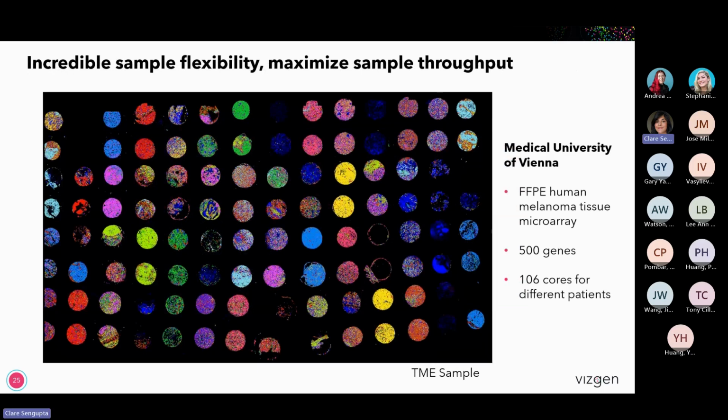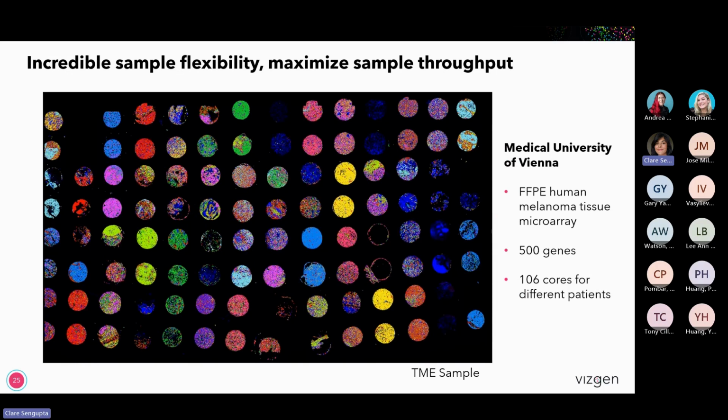And once more to show the utility of the flexibility of the machine and the large imaging area and the ability to do different tissue types and preparations, we have a microarray of FFPE human melanoma, 106 different cores over the imageable area of our slide using a 500 gene panel. And you can just extrapolate from there the different kinds of experimental design that you can use here, using this large imaging area and the large gene panel to describe different samples on the very same slide.